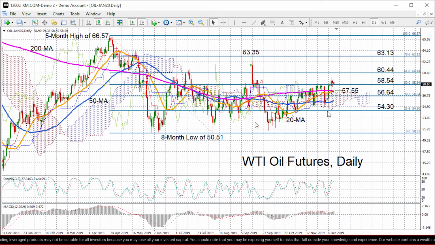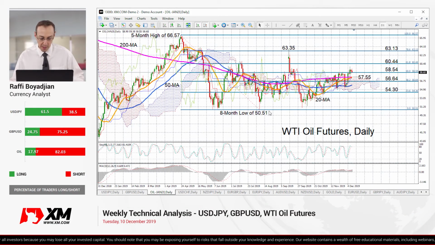and it would bring into focus the key support region that has held up pretty much since the spring of this year. So that key support area is 50.51. So that level is critical in order to maintaining a neutral picture for oil prices.